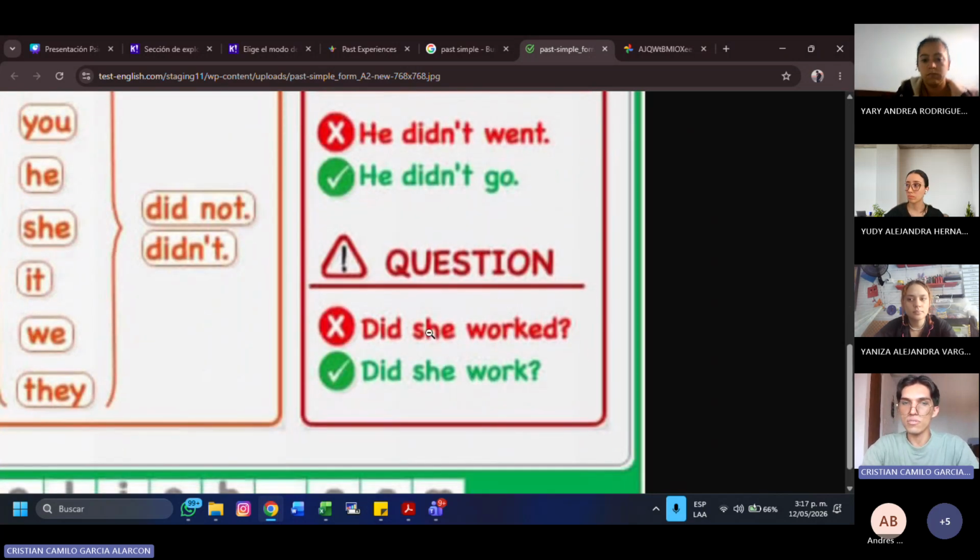And it's the same in questions. We don't say did she work it. No le vamos a agregar absolutamente nada al verbo en este caso because we have an auxiliary in the questions. Y quedaría de manera normal.